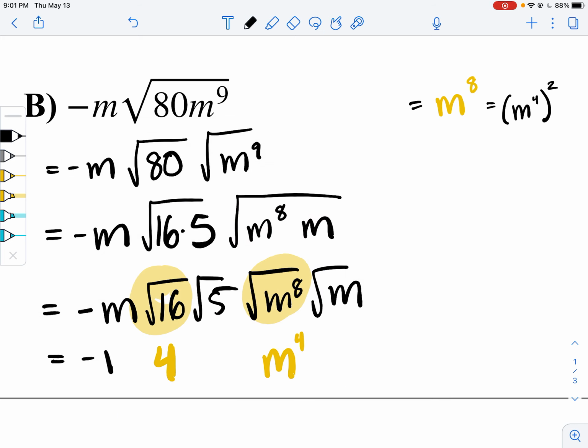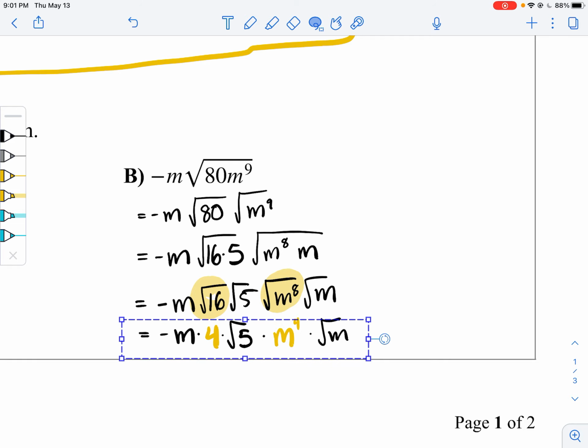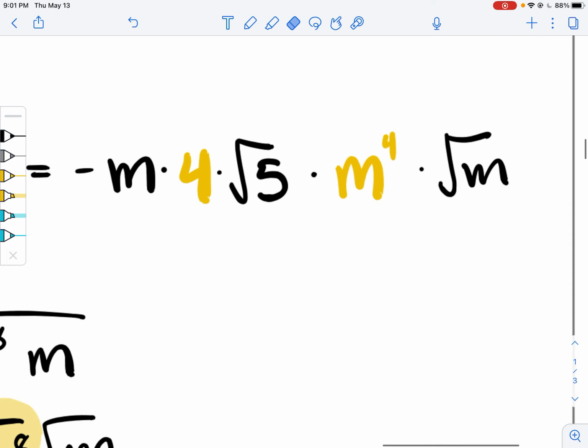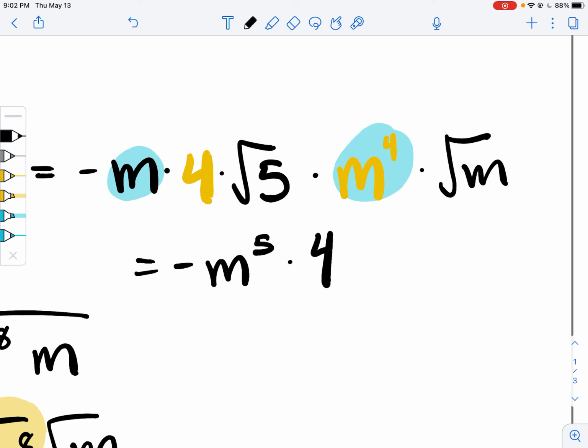What are we left with? Negative m times 4 times the square root of 5 times m to the 4th times the square root of m. Okay, well now I need more room. Okay, so now let's combine like terms. How many m's do I have? I've got 4 of them. Nope, 5 of them. So that's negative m to the 5th. How many normal numbers do I have? I just have the 4. Times 4 times the square root of 5 times the square root of m.